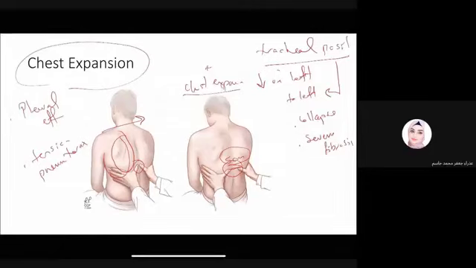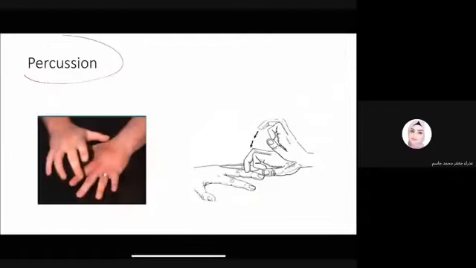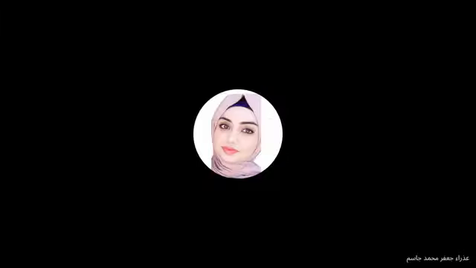اوكي، نجي على السكند بارت which is the percussion. third part is the percussion of the chest. اوكي، البركشن راح يعطيني الافكار التاليه. راح يعطيني اولا is it dull or resonant. اوكي، dull or resonant.